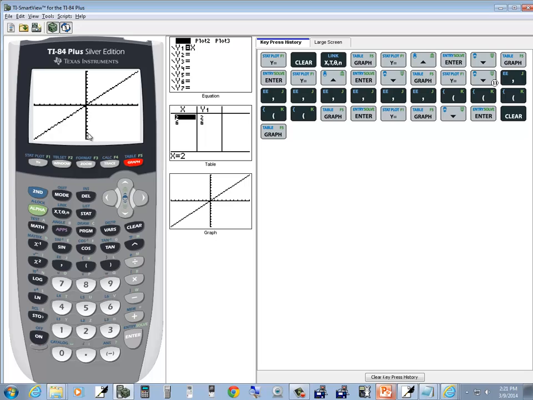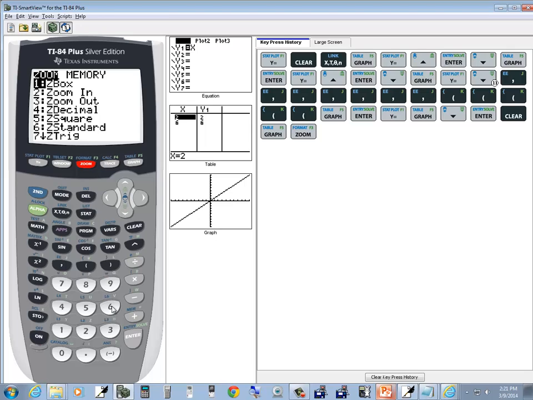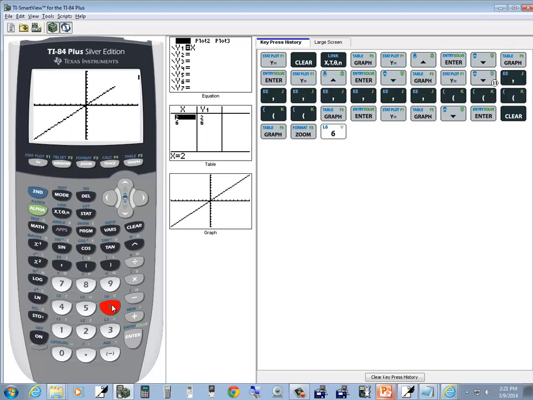Now the third item. Sometimes you screw up the zoom. And to fix your standard viewing window, you press zoom, and then you choose 6. So enter in 6. And that sets your display back to your standard viewing window, which is -10 to 10 on my x-axis, and negative 10 to 10 on my y-axis.